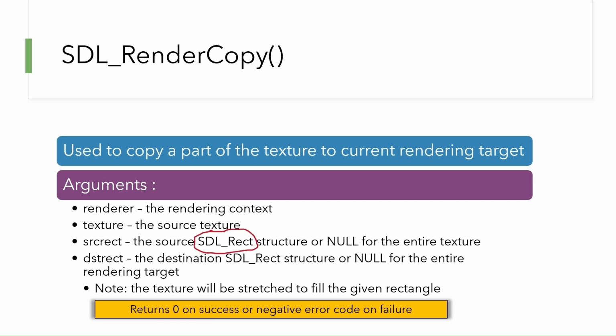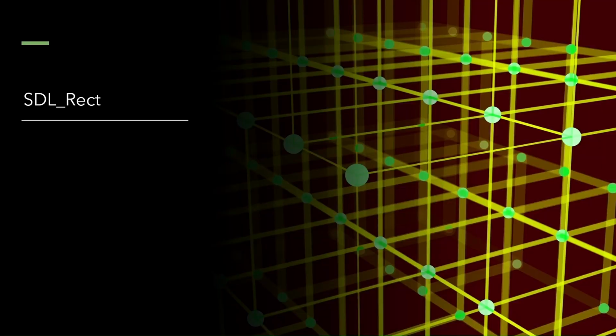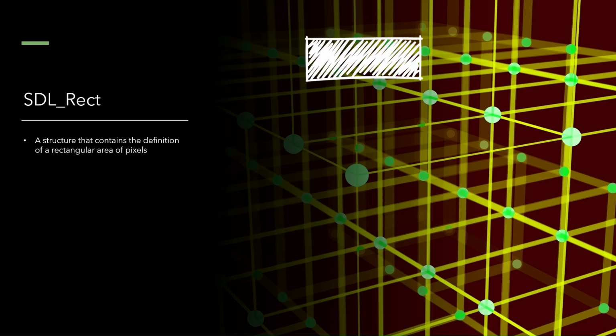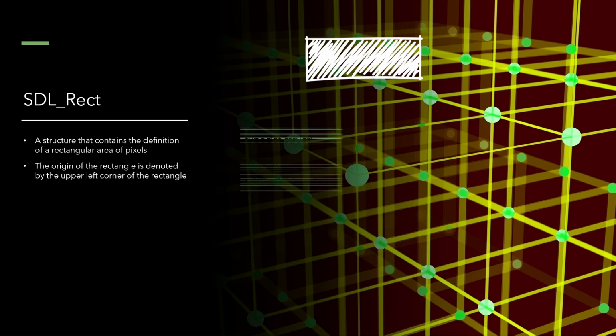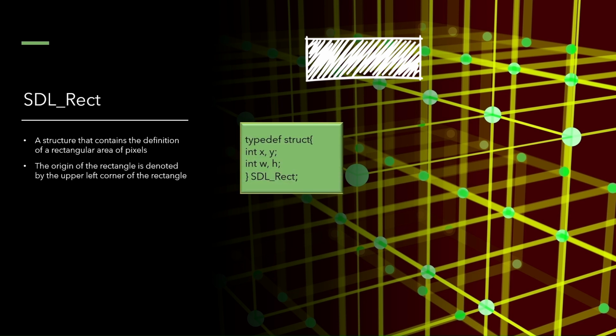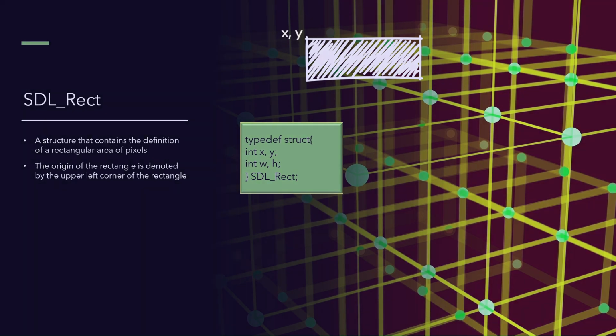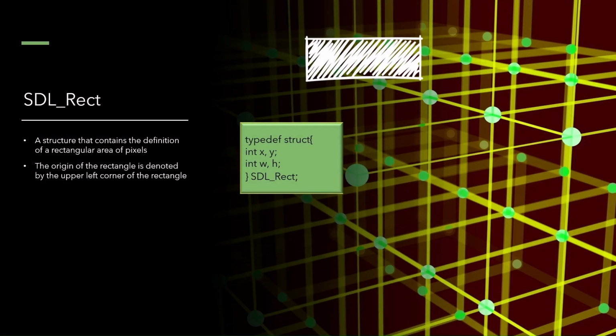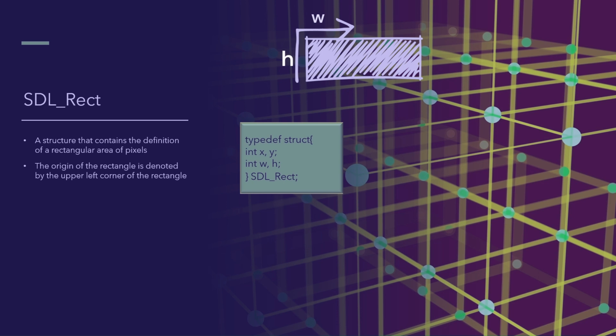And now let's talk about the SDL rect type structure. So to put it simply, SDL rect is a structure definition of a rectangular area of pixels. The origin of the rectangle is defined by the coordinates of the top left-hand corner of this rectangle. Now, if you look at the internal definition of the SDL rect structure, you can see the integer types x and y there, indicating the origin of this rectangular region, and then of course w and h indicating the width and height of the same region.